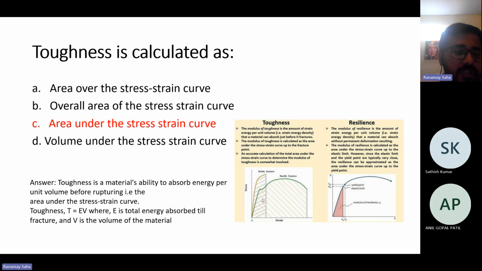So in other words, toughness is calculated as T equals U over V, where U is the energy absorbed and V is the volume of the material. So if modulus of toughness is asked, then you should answer that it is per unit volume. So toughness which you get out of a stress strain curve, you divide it by the volume, and the toughness per unit volume is called the modulus of toughness.